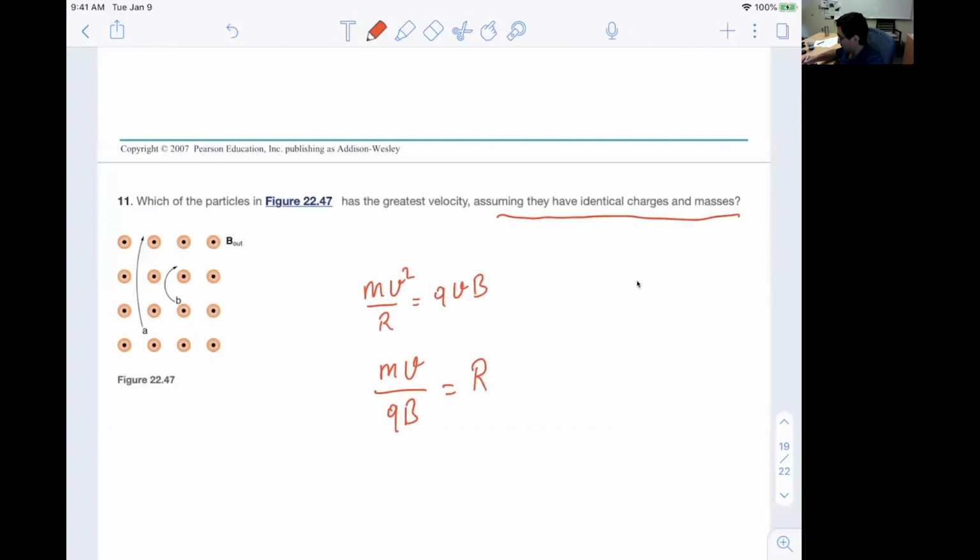So think about it, the mass and charges are the same. So this is the same, this is the same. So the magnetic field is the same. So what you have is velocity and r, and they are linearly proportional. So when you have a larger radius, in case A, it means that the velocity of A is going to be larger than the velocity of B.